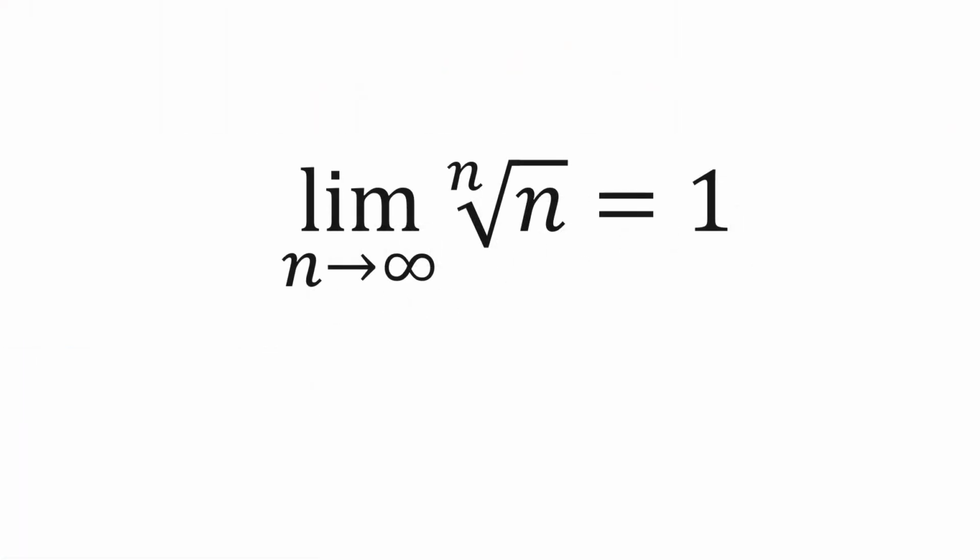Here is something that looks wrong the first time you see it. The nth root of n. As n grows bigger and bigger, towards infinity, what does this expression approach? You might think, well, n is getting huge, so the nth root of n should also keep growing, right? But it does not. It approaches 1. The limit of the nth root of n, as n tends to infinity, equals exactly 1.